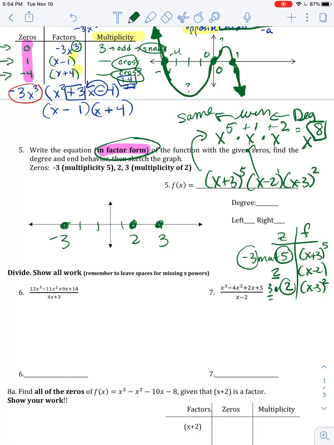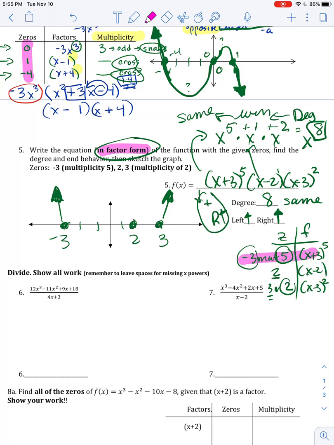It's even, so they'll have the same ends. There's not a negative out in front, so that means that it's going to be positive. So my right is going to go up. I'm sorry, because I have a degree of 8, they're going to do the same thing. So once I know the right is going up because this is positive, the left is going to go up as well. So this end's going to go up. This end's going to go up as well.